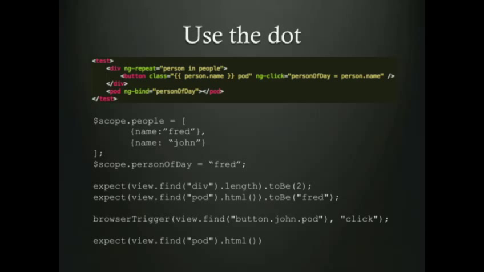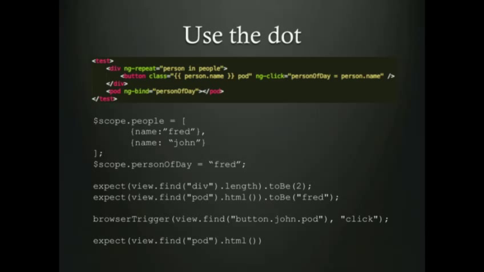And if I ng-click that button, it's going to set person of the day to, what am I going to do it to? Can you follow this code, Travis? I wrote it, so I can't follow it. Set it equal to person.name. Okay, so whichever button I clicked is going to set that person's name as the person of the day.